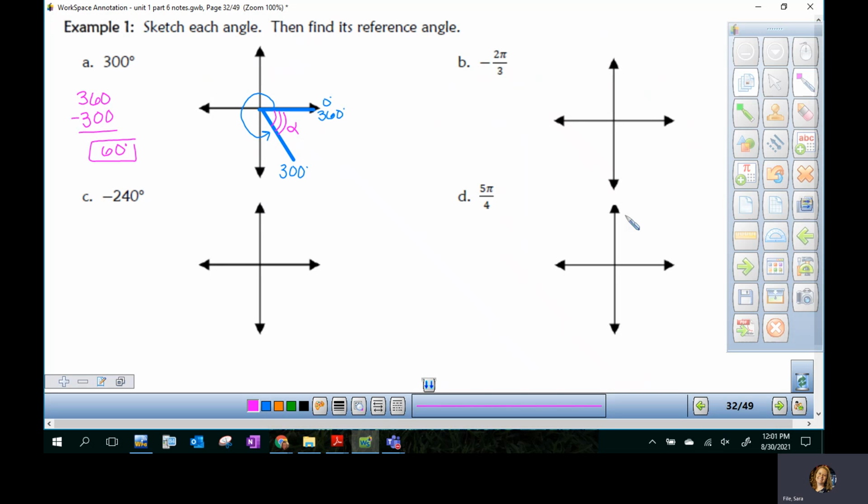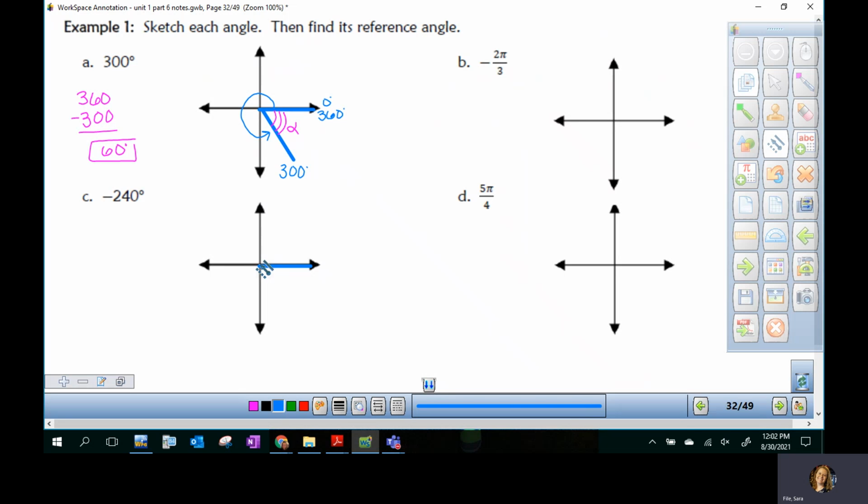Okay. All right, I'm going to jump to C and stick in degree mode for now, and then we'll move on to radian mode and try those. So negative 240 degrees, where would that be? Positive 240 degrees is in quadrant 3, but not negative.